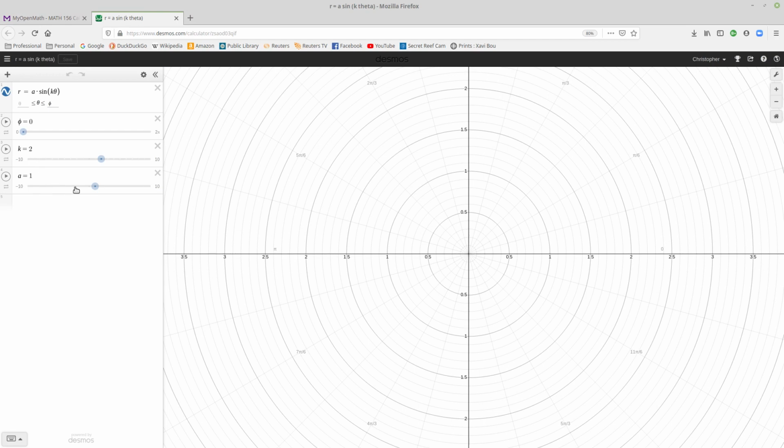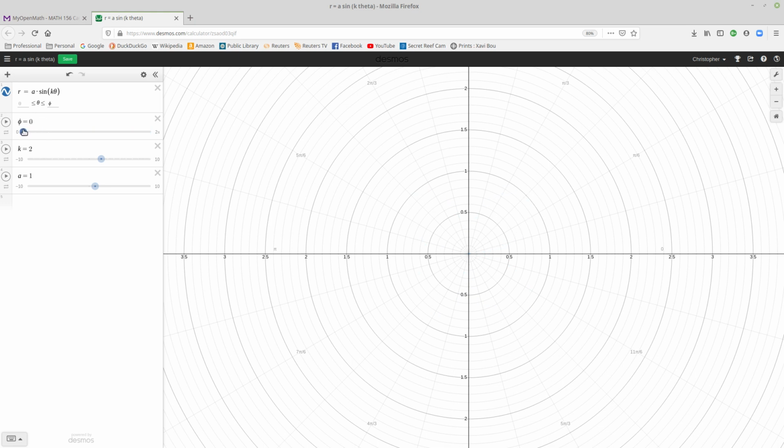And once again, we can toggle all of these values, the a, k, and phi. So I'm just going to hit play. And these are called roses because they're floral in nature and have petals. What is happening in this particular case with k equal to 2 is that we have 1 times sine 2 theta. That means we're not computing the sine of theta, but sine of twice the angle.